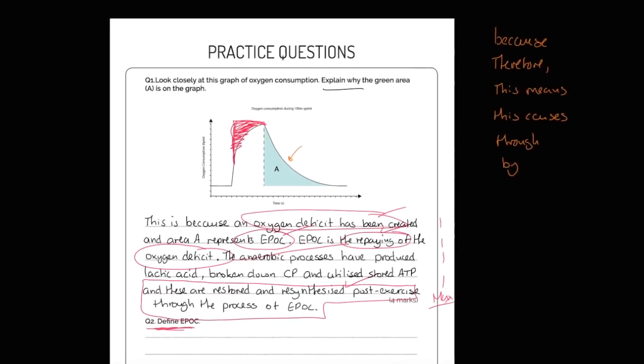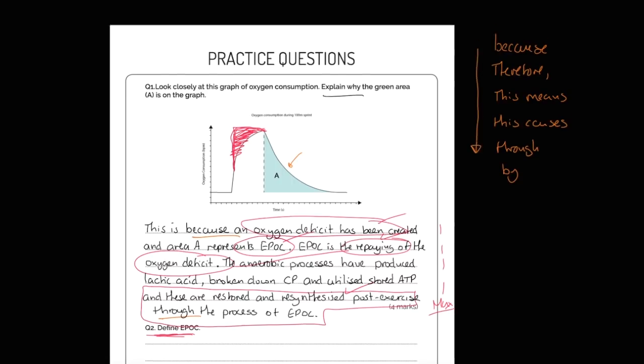Notice things like "because" that I've used in there. So we've got the "through" that's in there, for example. I'm not going to go through the whole answer again, but we clearly have explaining language.